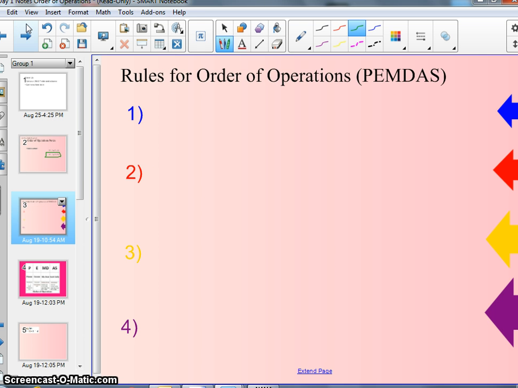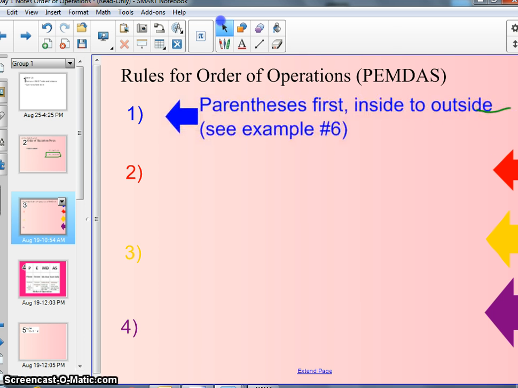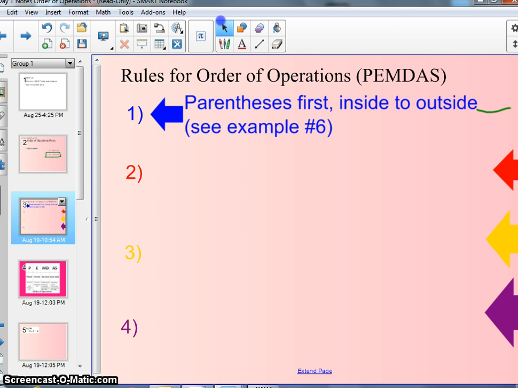Okay, so rules for order of operation, PEMDAS. So the first one we have, let's see if I can get this to work. All right, so first thing for PEMDAS is the parentheses. So you always want to do the parentheses first, and we want to work from the inside to the outside. So if you have multiple sets of parentheses, we always want to start with the ones that are closest inside and then work our way out.